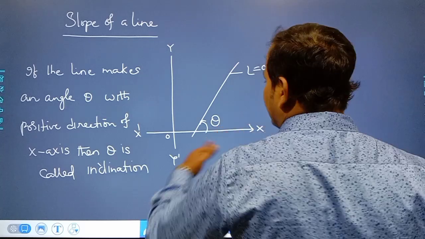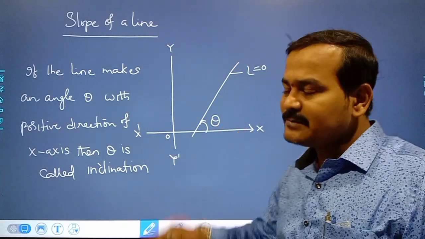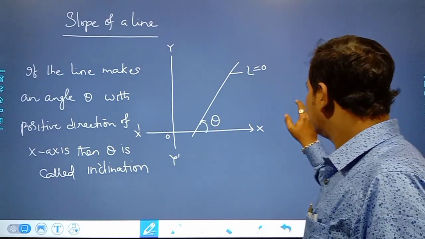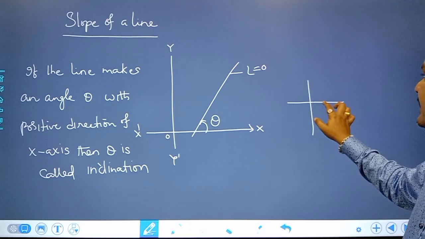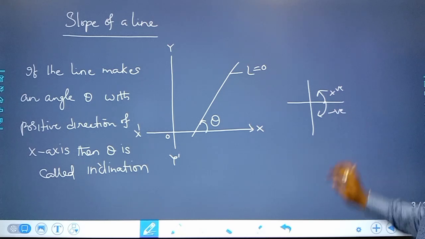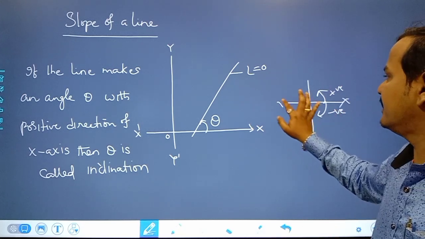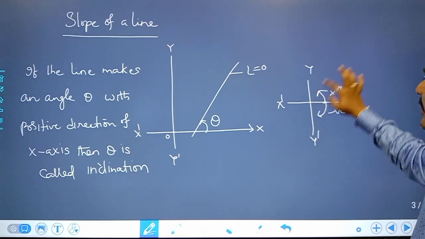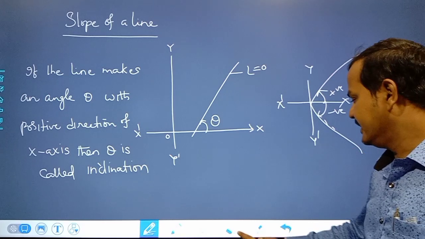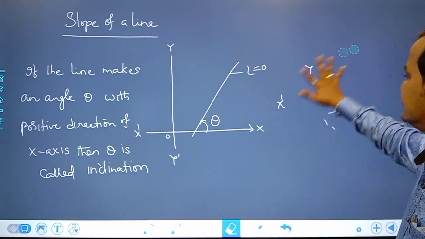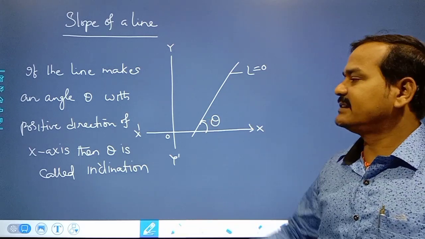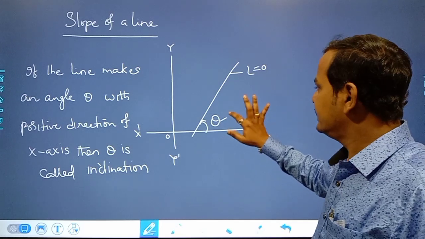Let the x-axis have the positive direction angle. What is the meaning of the positive direction, and what is the meaning of the negative direction? From the x-axis, the angle taken upward, anti-clockwise, is the positive angle, and the angle taken downward is the negative angle. So this is the positive and negative angle. This theta is called the inclination.